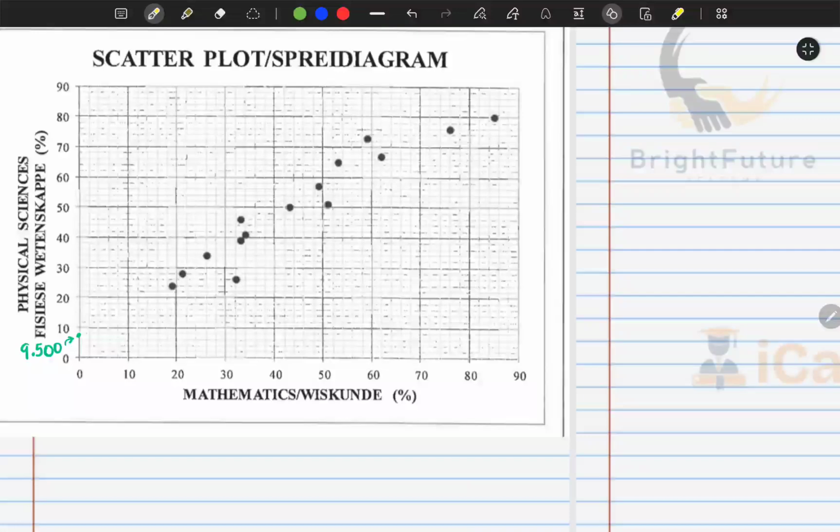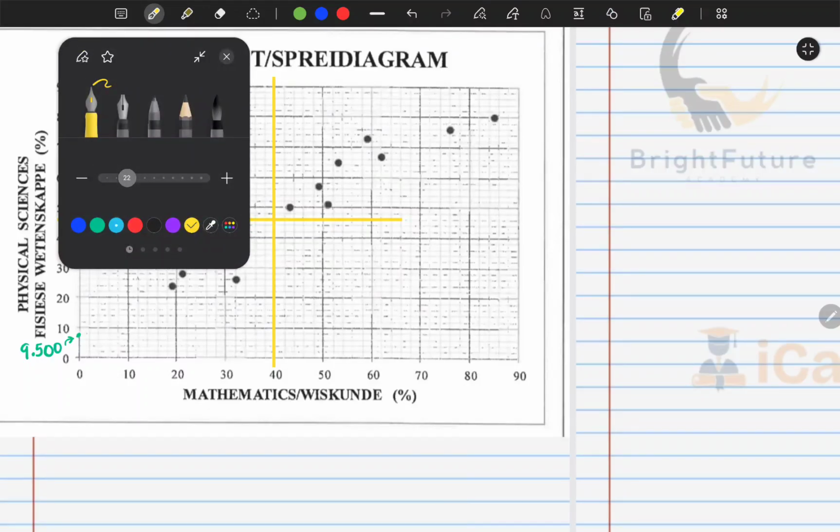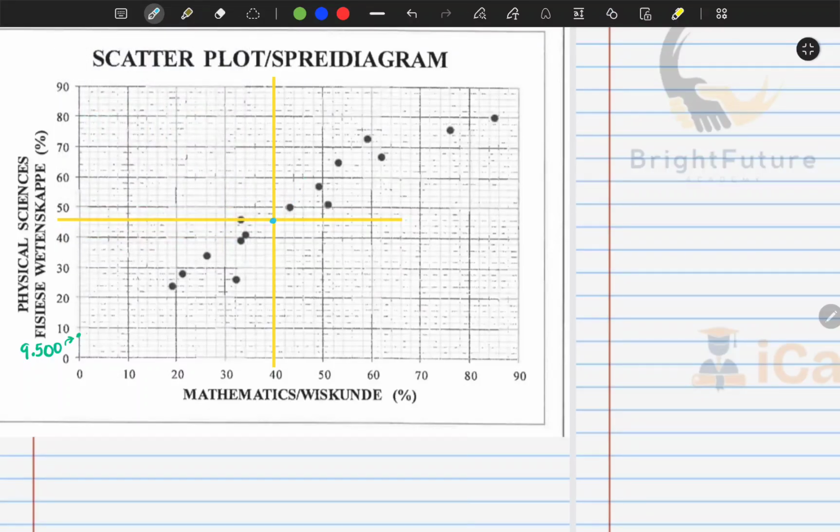So let me see if I can match some of them. So let's take 40. So for 40, we said we have 40 and 46. So if you look carefully, we have 40 and 50 here, and it's going in steps of 2. So 42, 44, 46, 48. So 46 is here. Okay, so that is going to be one of our points. So I'm just going to put in a blue mark there. So that is at 40.